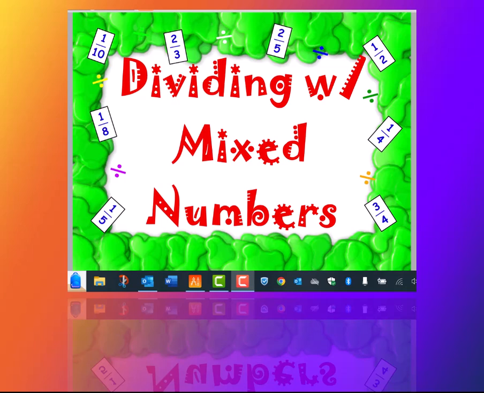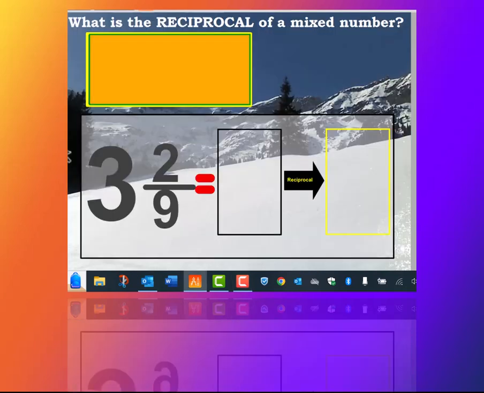So in the previous video, we learned about the reciprocal and we learned how to divide fractions. Today, we're just going to take it a step further and add in mixed numbers. So the first thing you need to be able to do is to write the reciprocal of a mixed number.